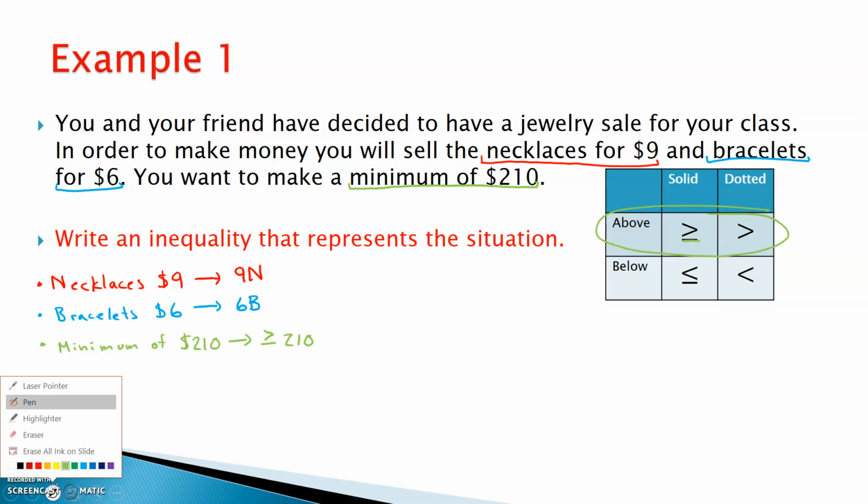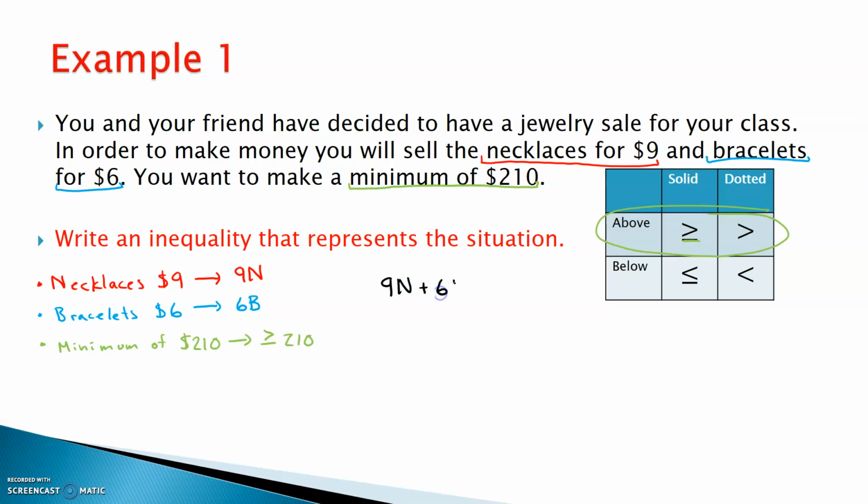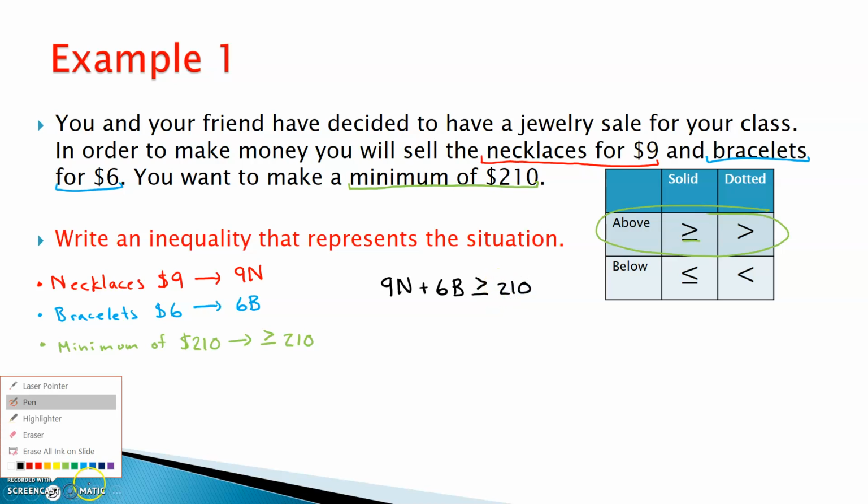And of course, now how do we write our inequality when we put all these three pieces together? 9 necklaces, so the 9N, plus the $6 per bracelet. When I sell all that, the money that I make has to be greater than or equal to the $210. Let's go ahead and set this up so that I can graph it and show my solutions. Write an inequality that represents the situation. That's right there. But on the next slide, I do want to graph it.